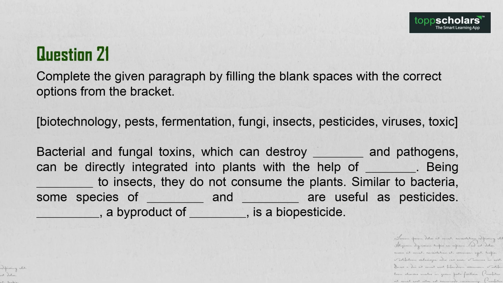Bacterial and fungal toxins, which can destroy dash and pathogens, can be directly integrated into plants with the help of dash. Being dash to insects, they do not consume the plant. Similar to bacteria, some species of dash and dash are useful as pesticides. Dash, a byproduct of dash, is a biopesticide.